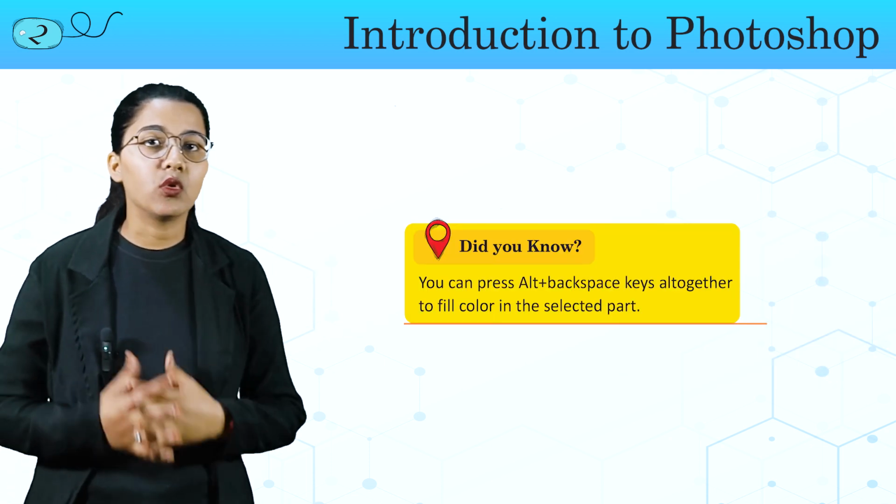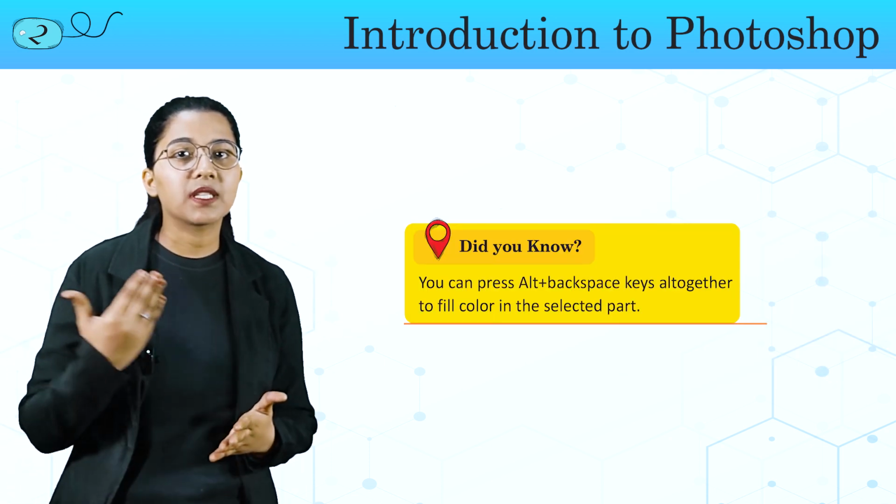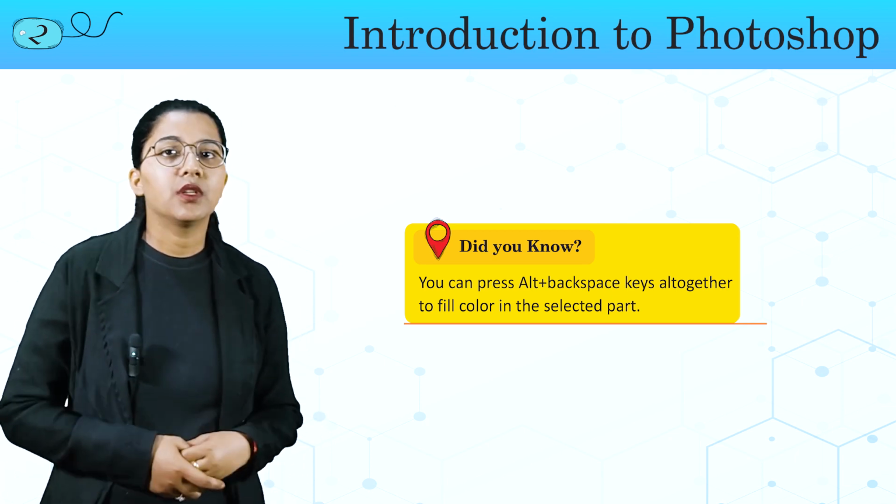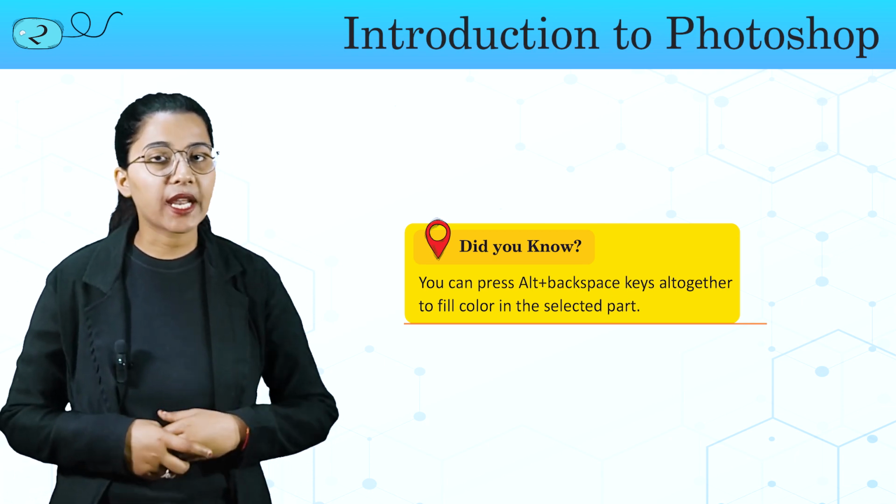So students, did you know you can press the Alt plus Backspace keys together to fill color in the selected part. So students, this is it from this activity.